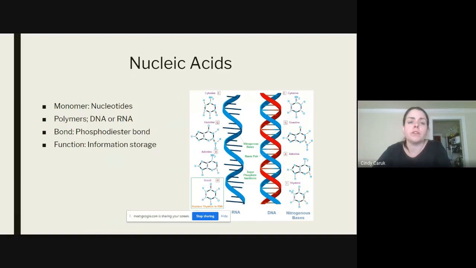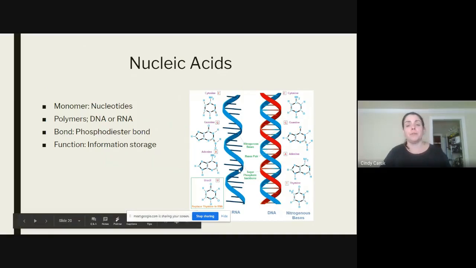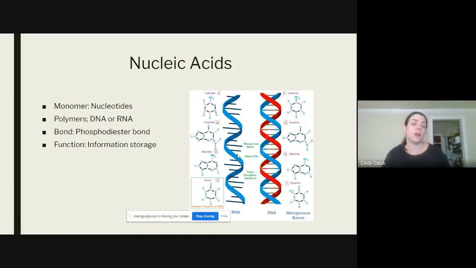Nucleic acids, their monomer is a nucleotide. So if you remember, that's a sugar, a phosphate group, and a nitrogen base. The polymers are DNA and RNA. So here's your DNA here, it's double-stranded. Here's your RNA. The first one to evolve was actually RNA, was our first genetic material.